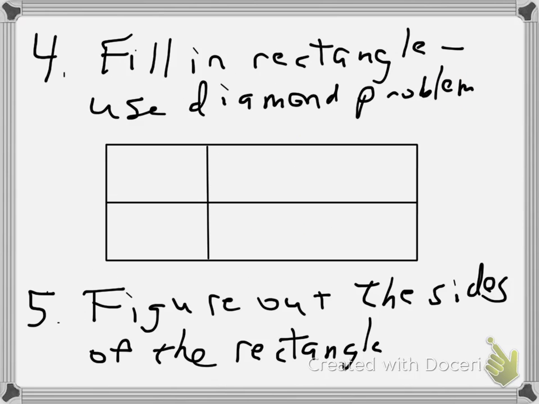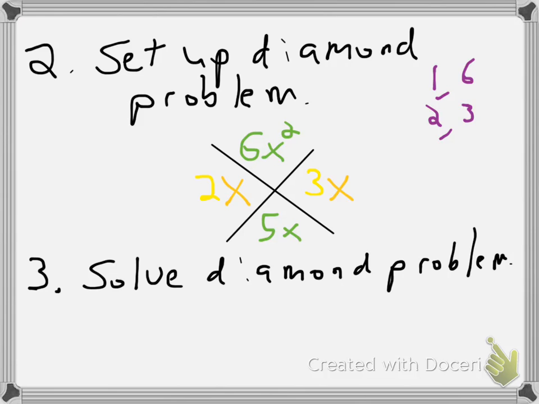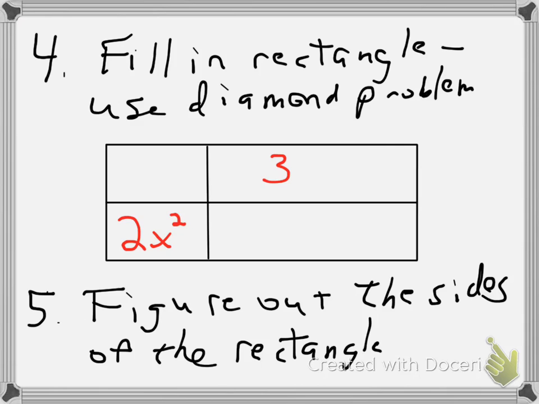That allows me to go on to step 4, which is to fill in the rectangle. I already had some parts of the rectangle filled in, right? You should already have 2x squared here and 3. The diamond problem's two numbers tell me how to fill in the other 2 squares, and you can put them either place. It doesn't make any difference in the rectangle. So I'm going to put 2x here and then 3x here. And so this rectangle matches up with what we'd started with.